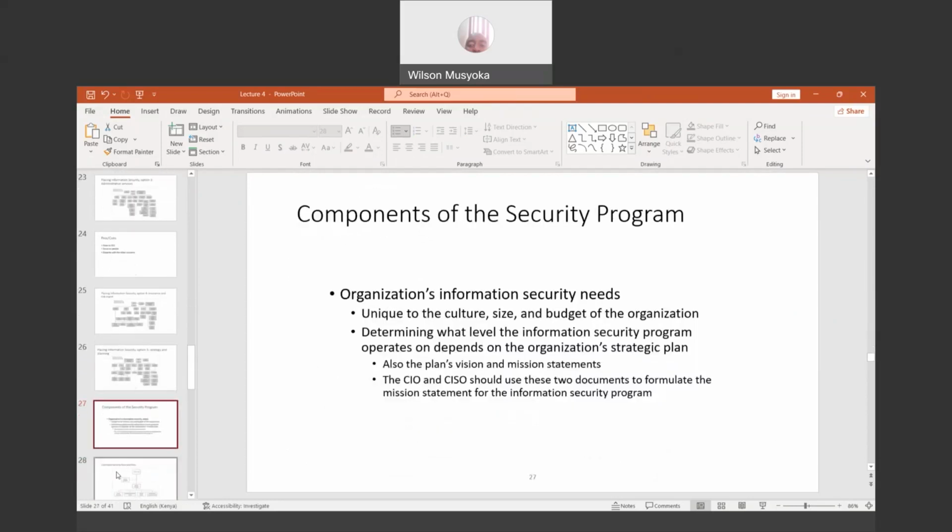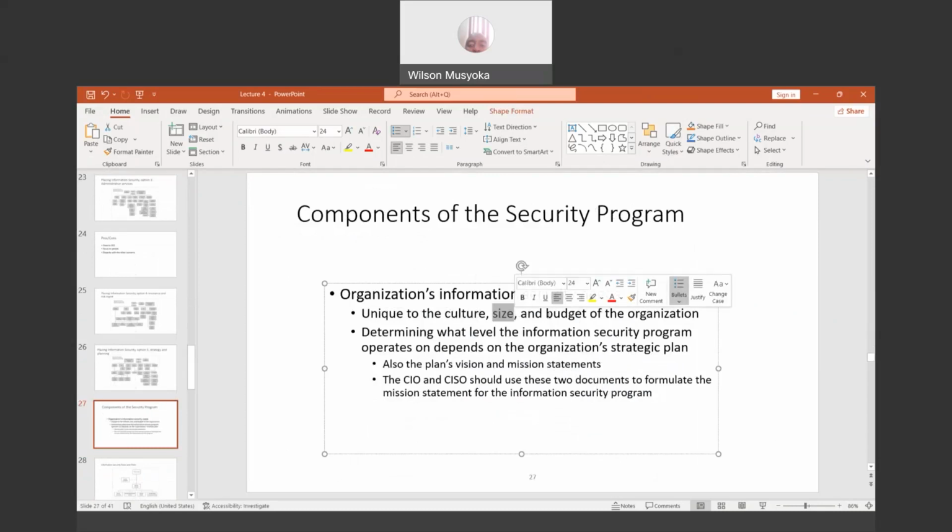Then let us look at the components of the security program. An organization's information security needs are going to be unique in terms of the organization culture, size, and budget. Like we have seen, there are small organizations, large organizations, and very large organizations. So the level of the information security program is going to be guided by the vision and mission of the organization, and also the documents that are going to be formulated in line with the mission statement of the organization.